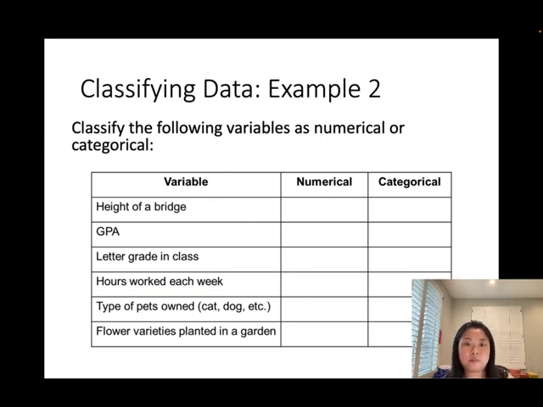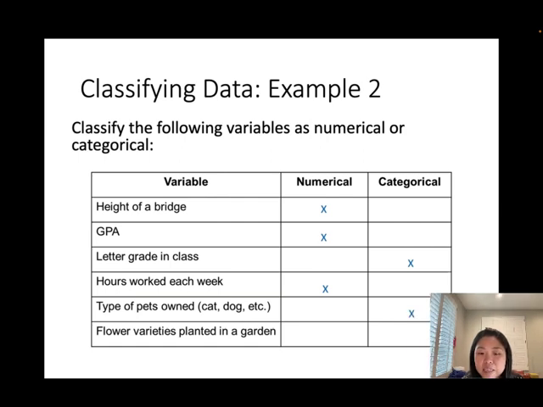Okay, so first, the height of a bridge. This is talking about a measurement, so that will be numerical. GPA will be numerical as well, because they're using numbers, and they do have arithmetic order. Letter grade, we know is categorical. Hours worked each week, that's something you can count, right? Numerical. Types of pets owned, this is categorical, those are names or labels.